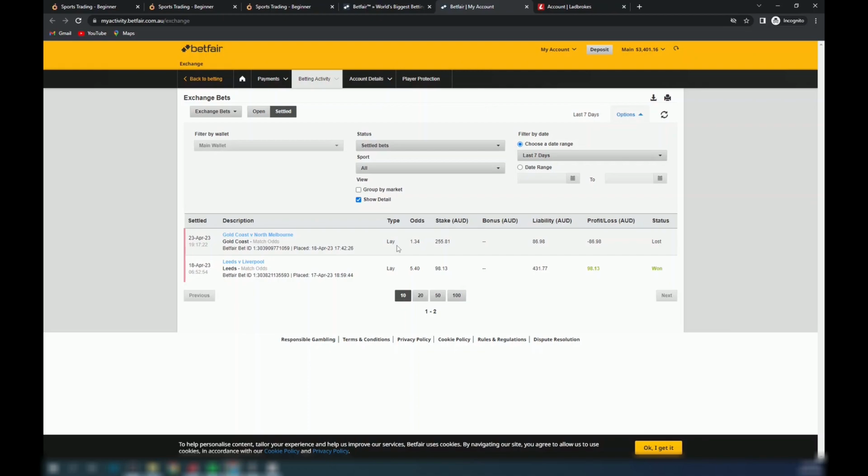and we have lost $86.98. And if you'll notice, the amount that we have lost is exactly the same as the liability on the bet. So that's an important thing to remember. The liability of a lay bet is how much you will lose if the lay bet does not win. So we've lost $86.98.